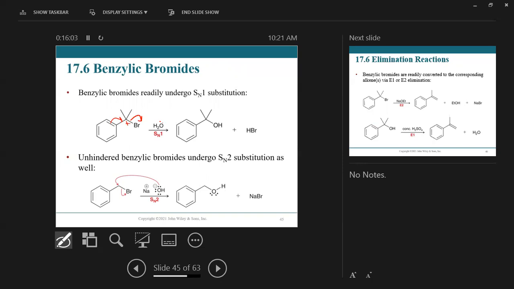It says unhindered benzylic bromides undergo SN2. So if it's unhindered, right here there's some hindrance to it because there are some groups coming off. Here it's unhindered, so it can go SN2, which is a concerted reaction.